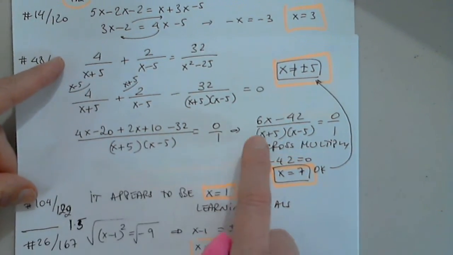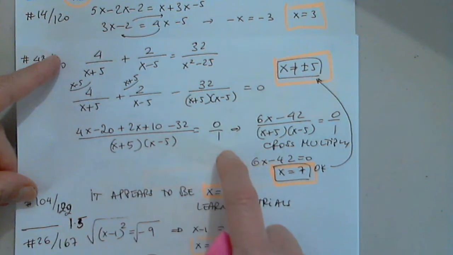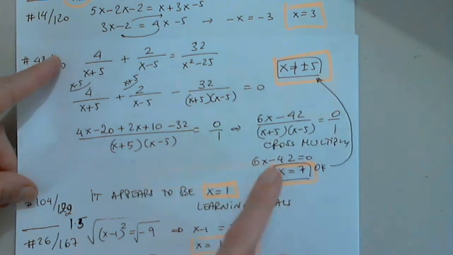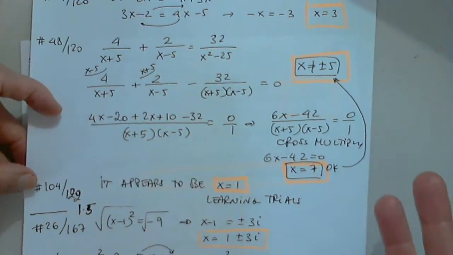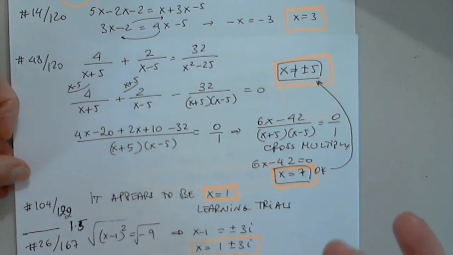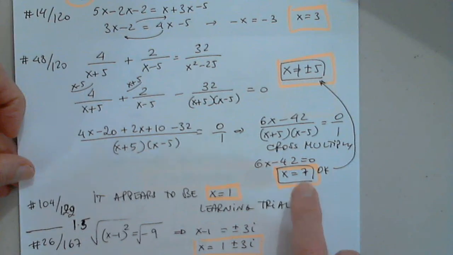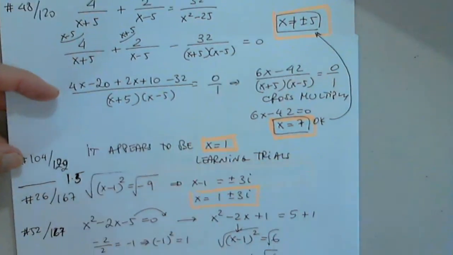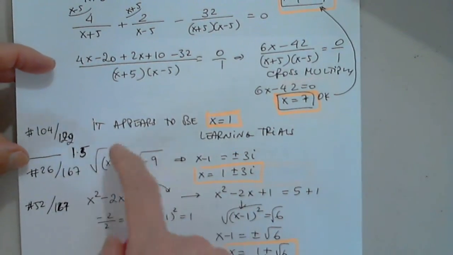Combine like terms, and we get 6x minus 42 equals 0 over 1. Now we cross multiply. 6x minus 42 times 1 equals 0. Again, there are other methods. I strongly recommend this method. So we get x equals 7. Is that okay? Yes, because it's not on the list of restrictions. So here we read from a graph.